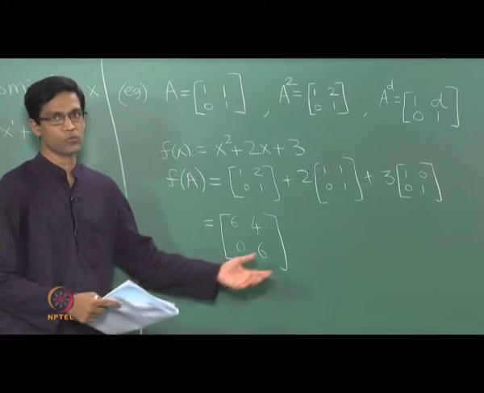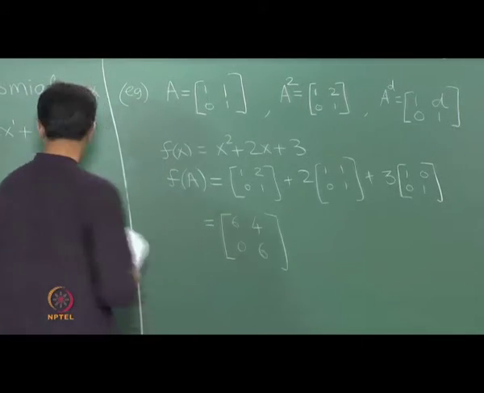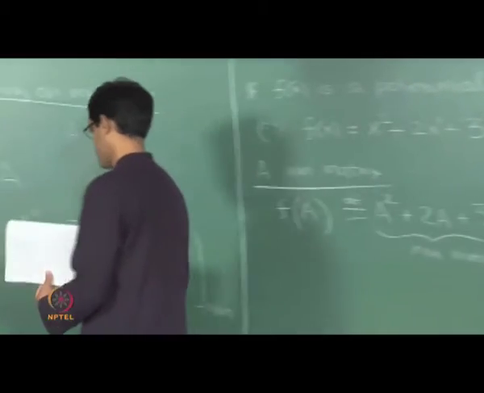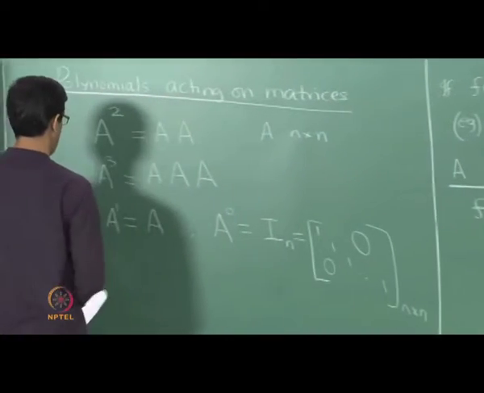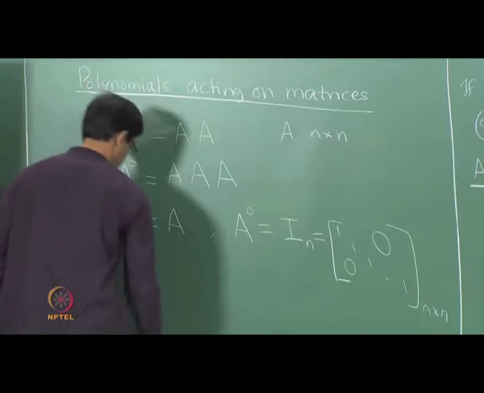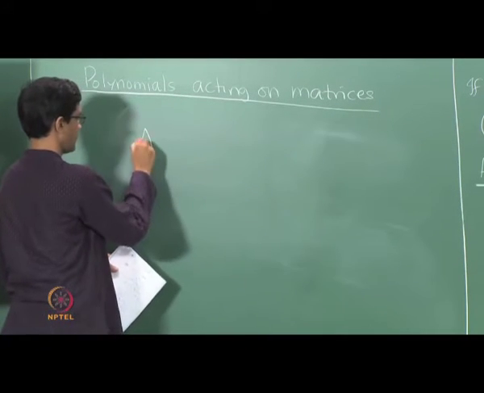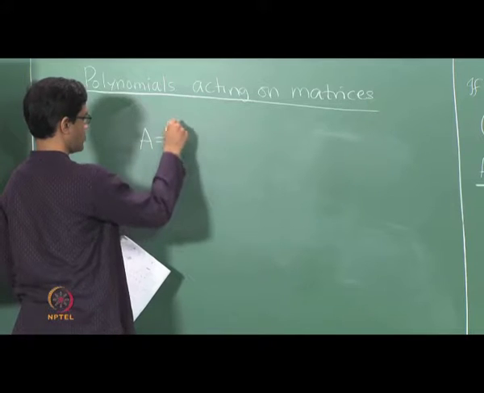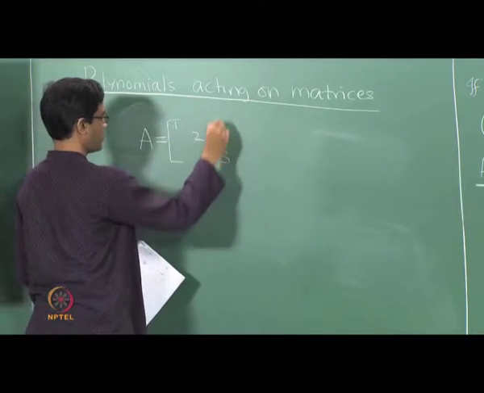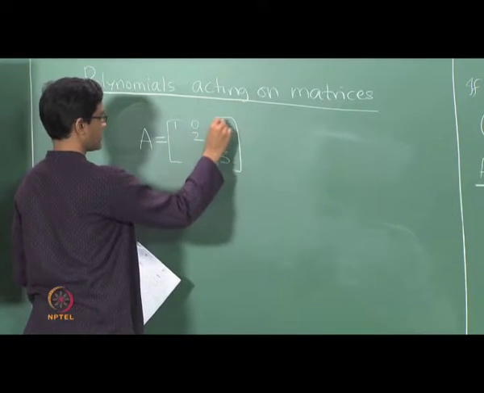It will produce some 2 cross 2 matrix. So let us take another example. Let us go one dimension higher. Let us look at a 3 cross 3 matrix. Let's take the matrix A to just have diagonal entries 1, 2 and 3 and zeros everywhere else.